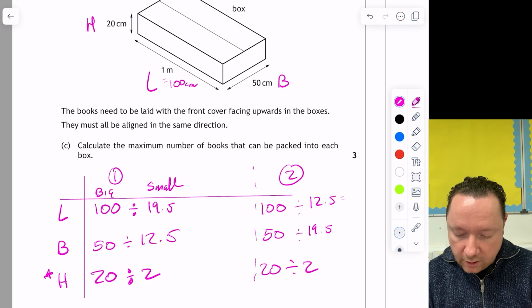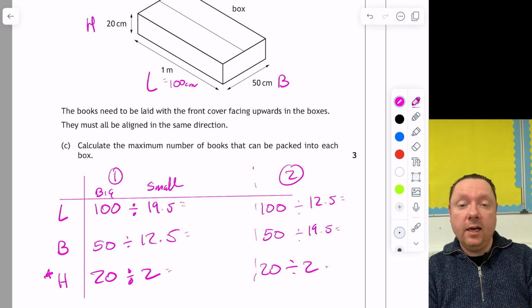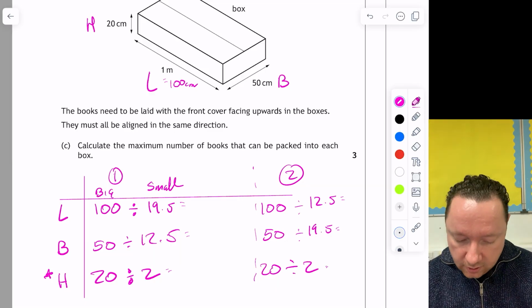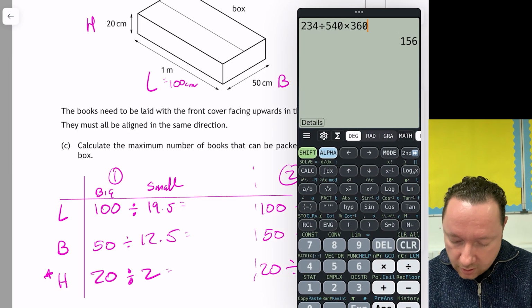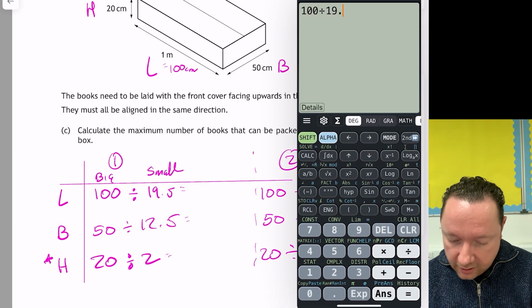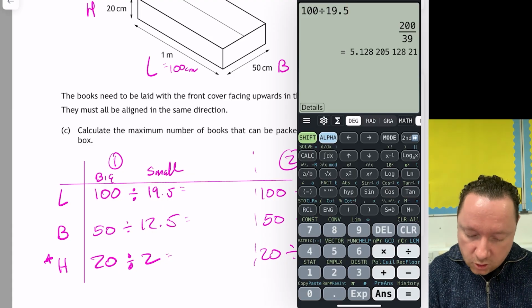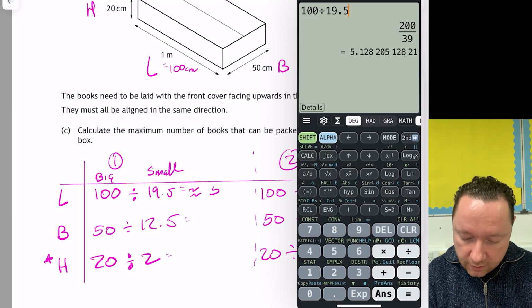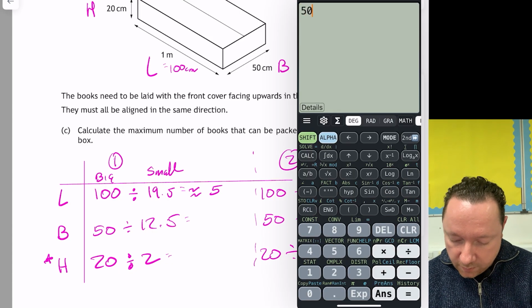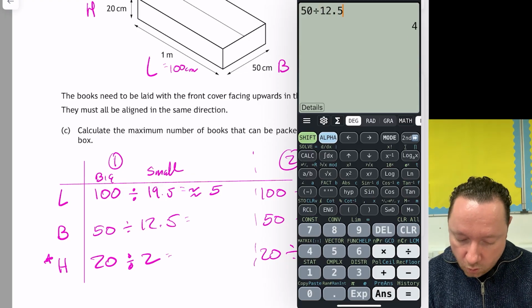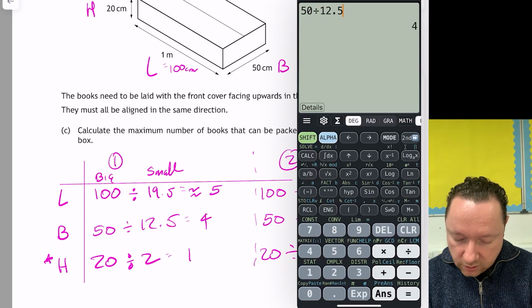Now, when you're working out these sums, you're rounding down because it actually has to fit. So you can't round up because it wouldn't actually fit. So I just get my calculator out. 100 divided by 19.5 is 5.128, so I just write about 5. 50 divided by 12.5 is 4. And 20 divided by 2 is 10.